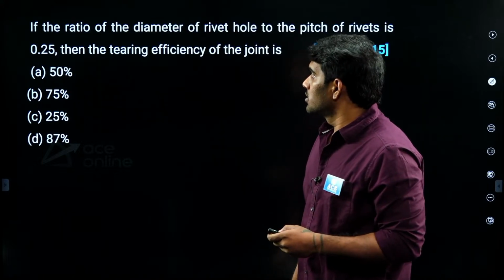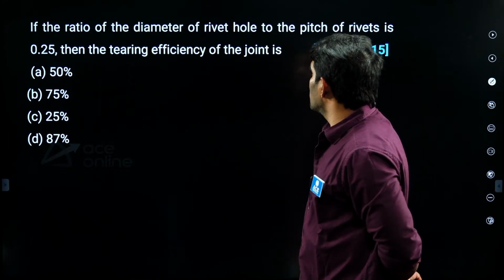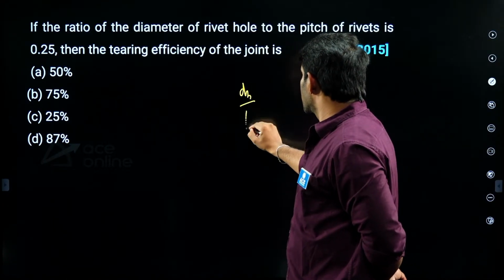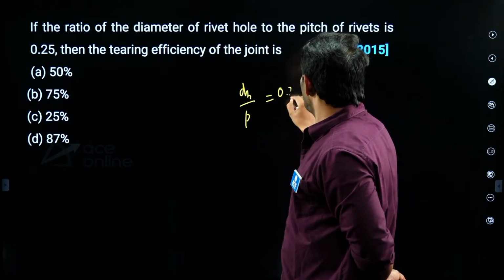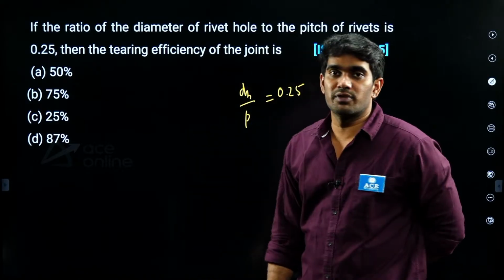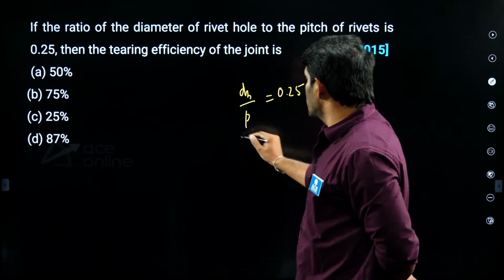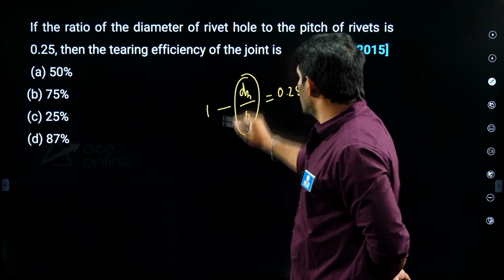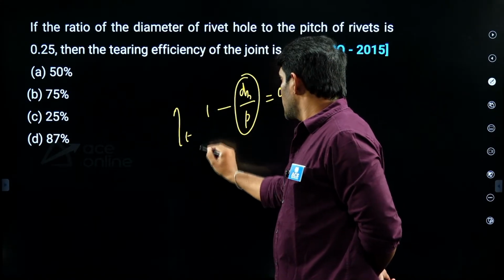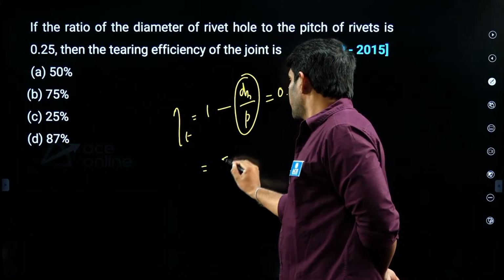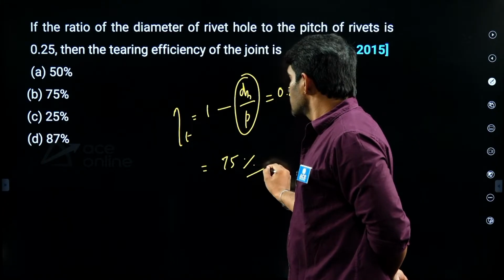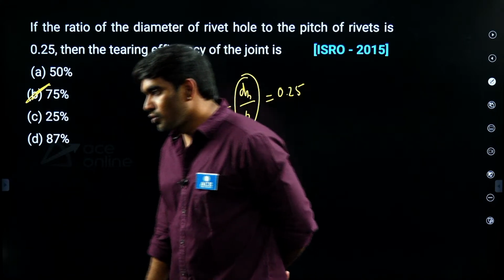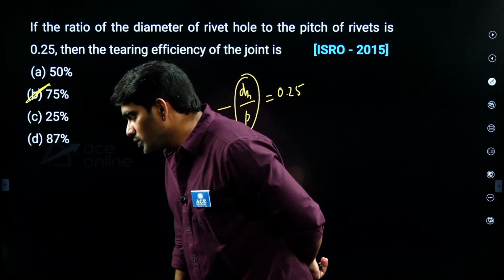The ratio of diameter of rivet hole to the pitch of rivets is given as 0.25. He is asking us to identify the tearing efficiency of the joint. What is the tearing efficiency? It is 1 minus dh by p. So this value is 0.25. So eta t comes out as 75%. The answer here is B. I guess most of you are able to get these answers.